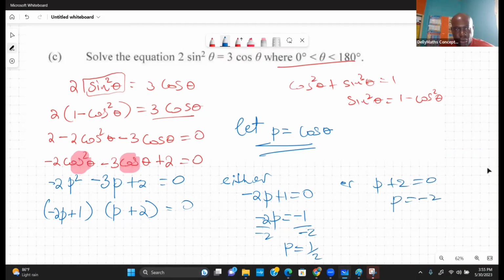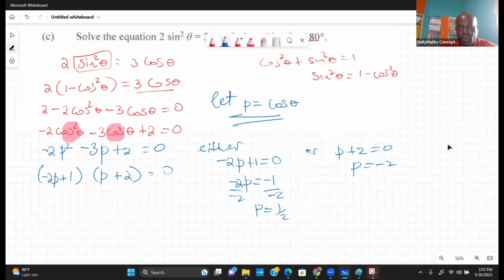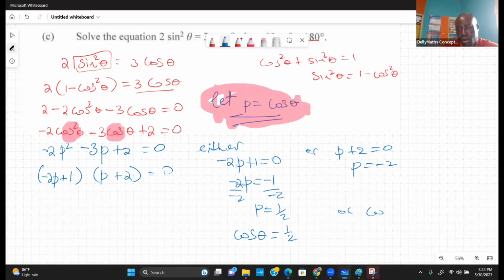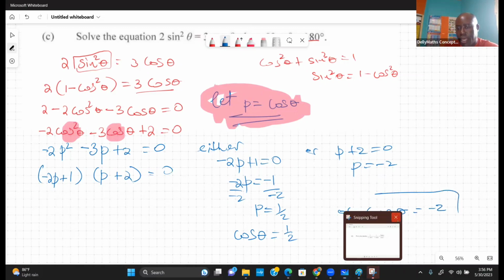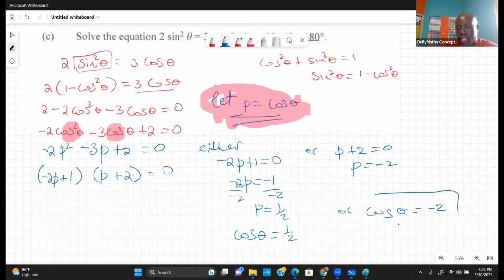Now, we want to remember that in the beginning, we did do some substitution here. P was equal to cos theta. So I want to sub this out. So then right here, I could have cos theta equal to a half. Also, cos theta equal to negative 2. Now, this one is a problem, right?